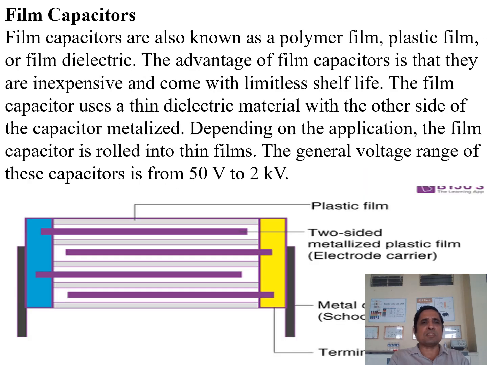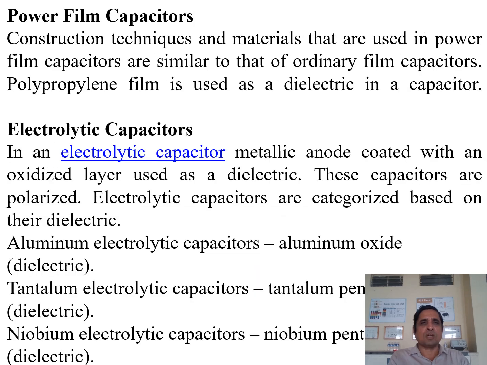Then film capacitors. Film capacitors are also known as polymer film, plastic film or film dielectric. The advantage of film capacitor is that they are inexpensive and come with limitless shelf life. The film capacitor uses a thin dielectric material, with the other type of capacitor being metallized. Then power film capacitor. Construction techniques and materials that are used in power film capacitor are similar to that of ordinary film capacitors.